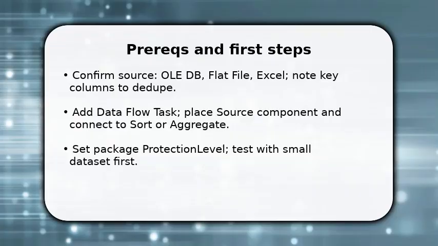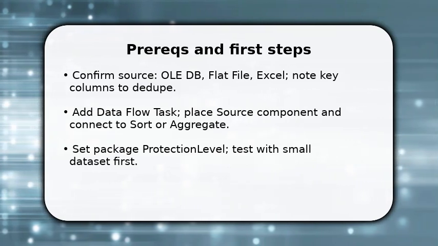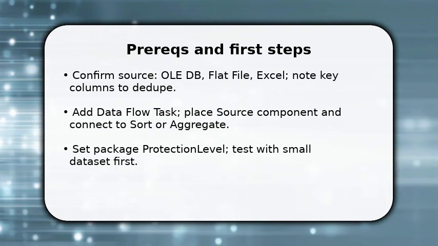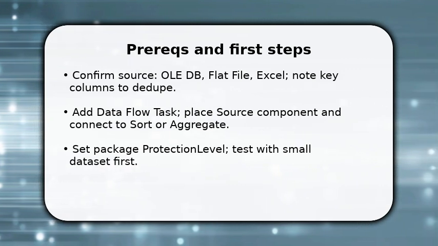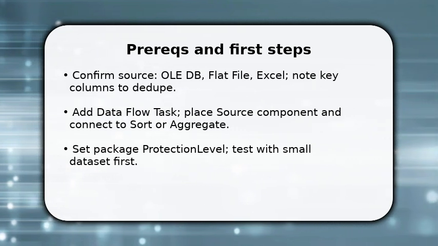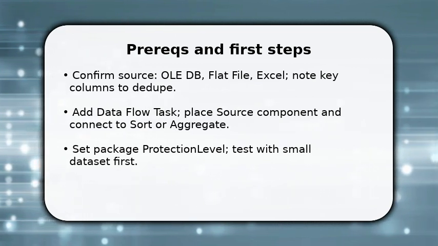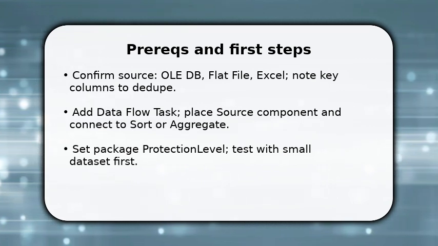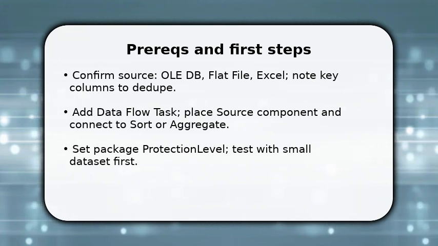Please enjoy the video. You start by ensuring your source and key columns are clear and accessible. You need the exact columns that define duplicates. Add a data flow task and drag in the appropriate source component for OLEDB, flat file, or Excel, then preview a few rows. Once done, place a sort or aggregate transformation immediately after the source to identify duplicates. Make sure to uncheck case-sensitive options if needed. Run a quick validation to catch connection or metadata issues before continuing.